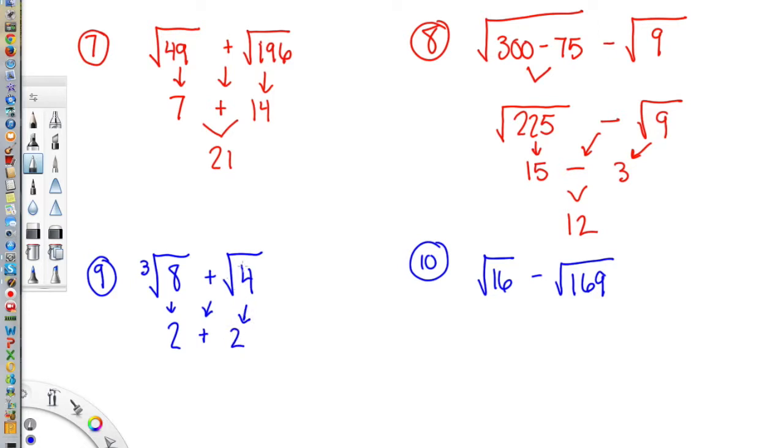The square root of 4, 2 times 2 is 4. And then my last operation, finally I do my addition. 2 plus 2 is 4, and I'm done. That is my answer. Let's look at number 10.